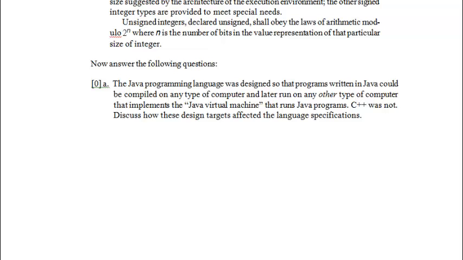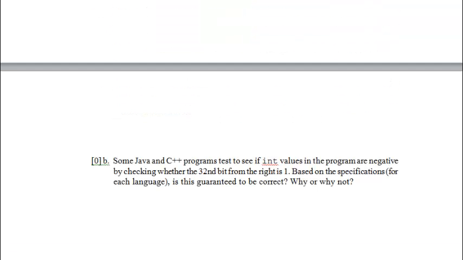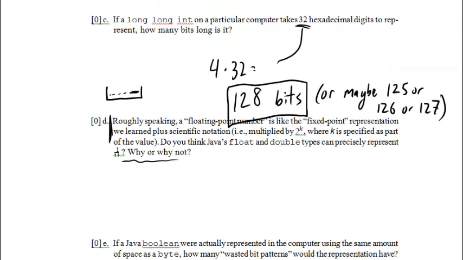So let's jump back down. We know what we need to know. Float and double are floating point numbers. One of them is 32 bits long, and the other is 64. Do I think they can precisely represent 1/11th? Why or why not?